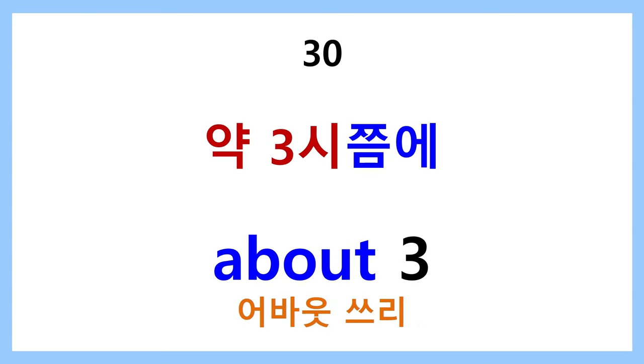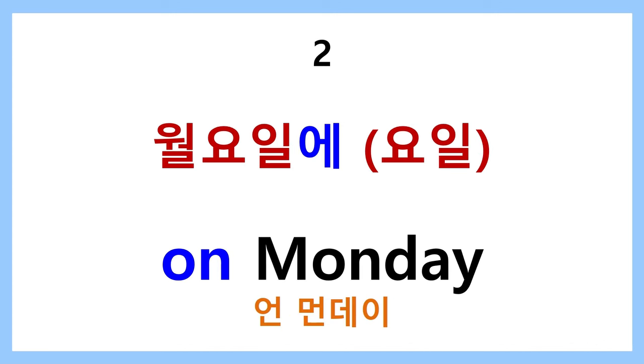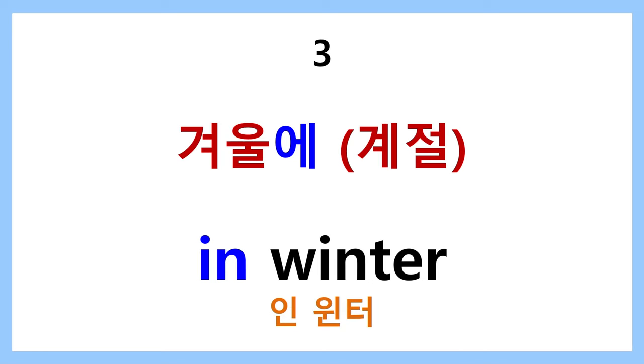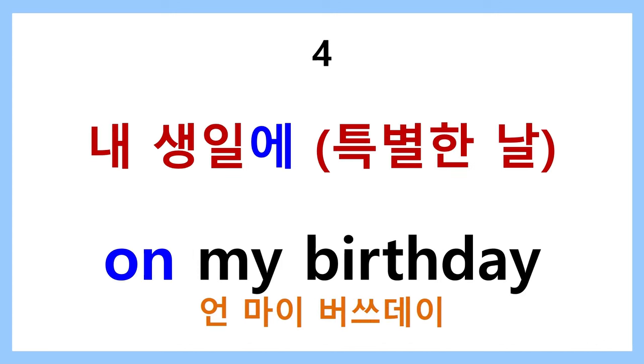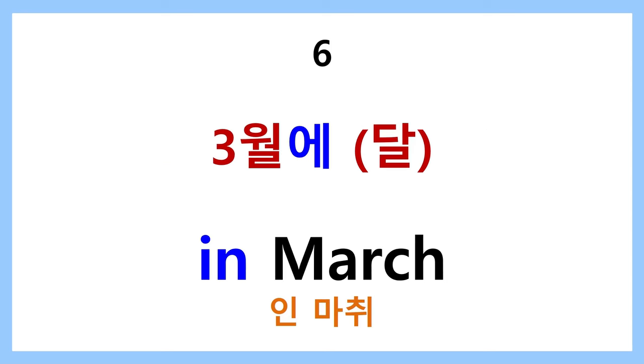About 3, 약 3시쯤에. At 7:30, 7시 30분에, 시간. On Monday, 월요일에, 요일. In winter, 겨울에, 계절. On my birthday, 내 생일에, 특별한 날. In 2024, 2024년에, 연도. In March, 3월에, 달.